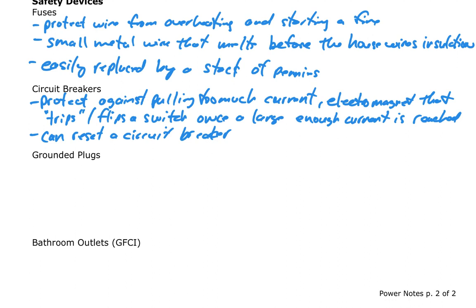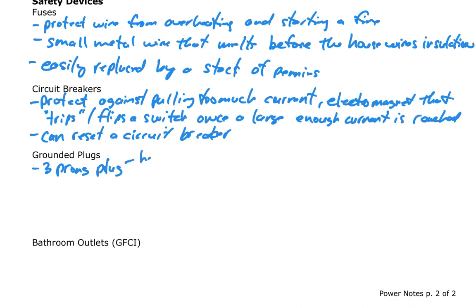The next two things we're going to talk about are designed to protect you. So grounded plugs, and you've probably seen these. You've probably seen plugs that are 2 prongs, and that's a hot and a neutral. And then you've seen three prongs. That's the hot, the neutral, and the ground. Okay, so the ground plug protects the users so that you don't get hurt. So for example, let's say you have a refrigerator and it's a 3-prong plug.